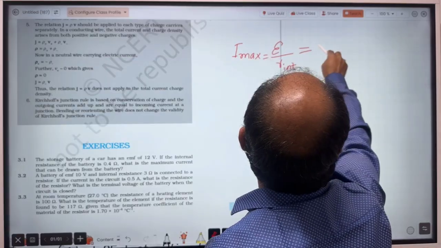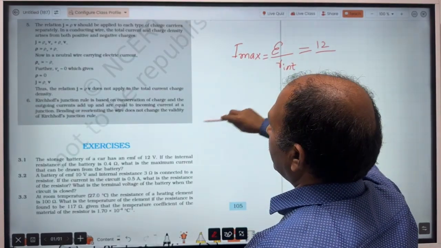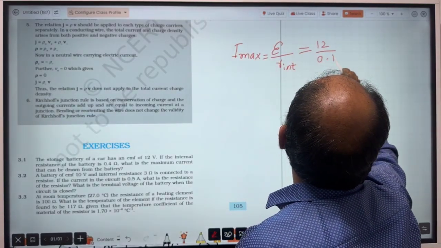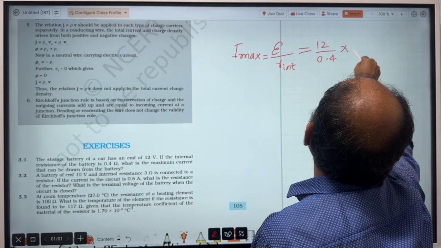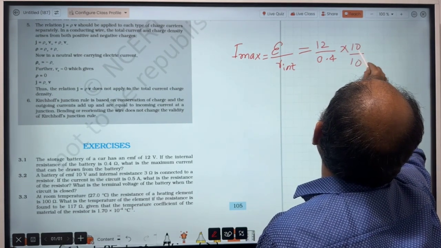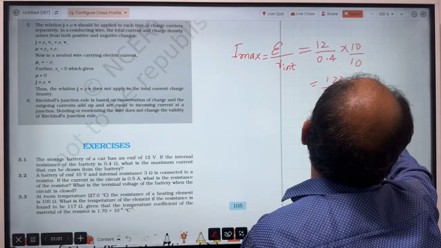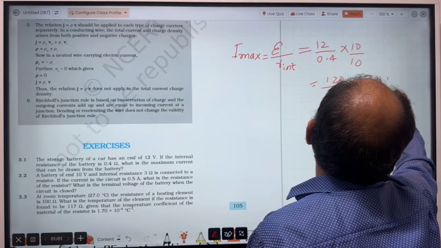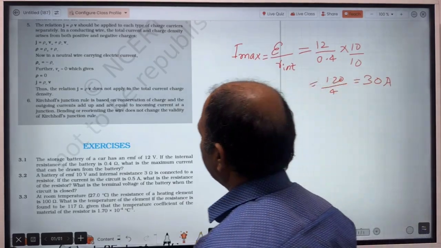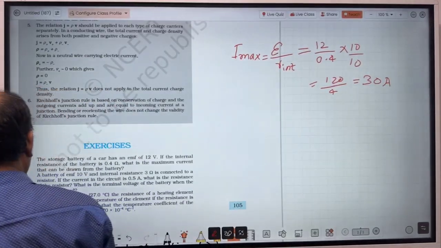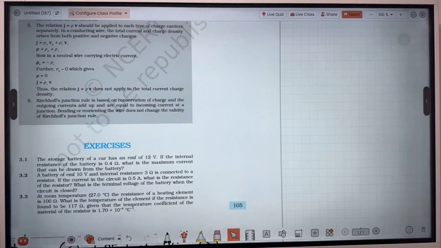So in this case, it is 12 divided by 0.4. You can multiply by 10, multiply by 10. So this will become 120 divided by 4, and that is 30 ampere. So it is a very simple question. You can easily do it. Now consider the second question.